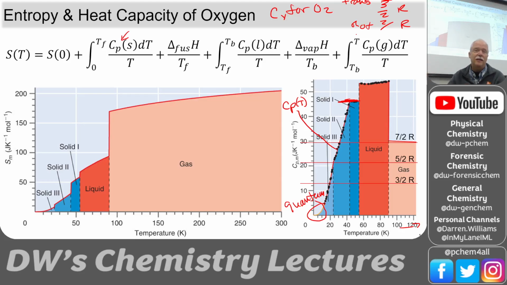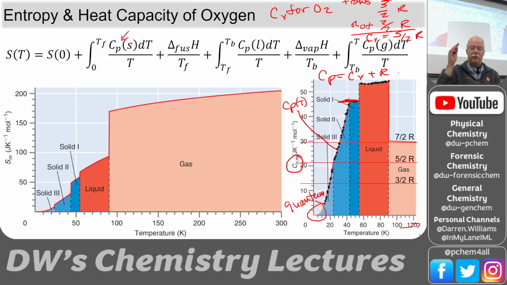So is the O2 vibration active at room temperature? No, it's not. So we don't add an R for that. So we add all this up. CV is equal to 5 halves R. So why is this 7 halves R? Well, it's 7 halves R because this is CP. So CP is equal to CV plus R. So we get 7 halves R.